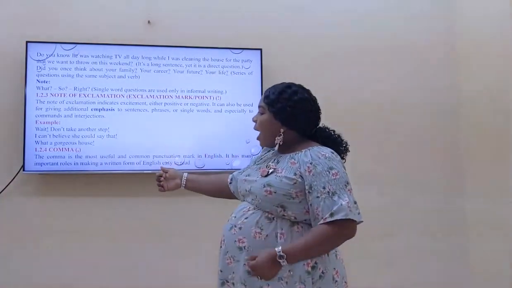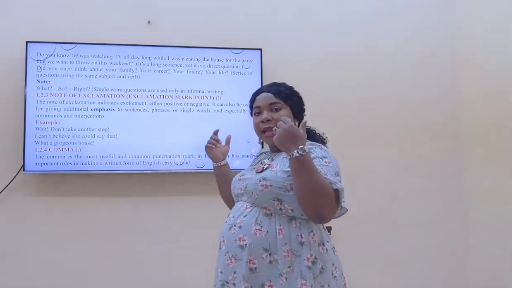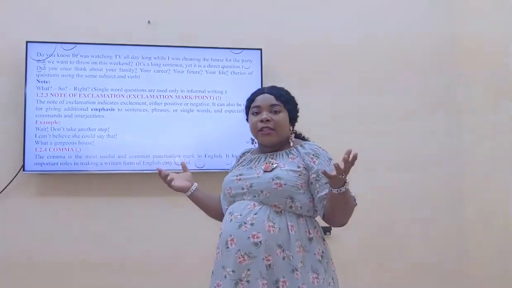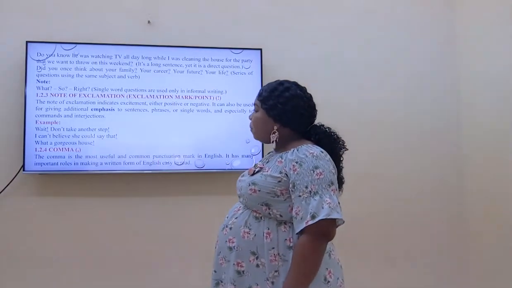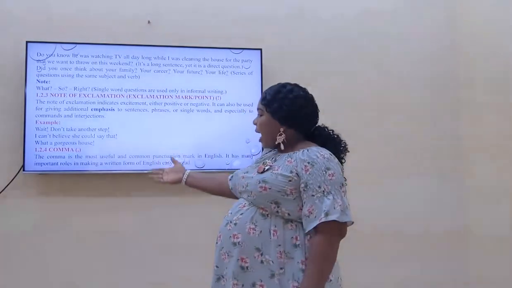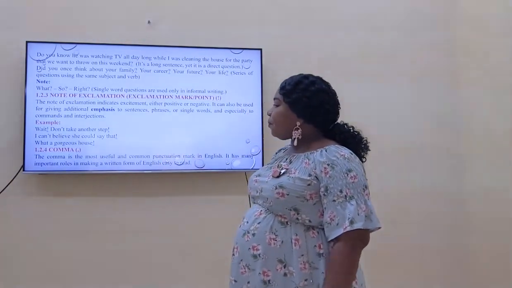Okay, the next one, I can't believe she could say that! See that? I can't believe she could say that! You didn't believe it, you didn't see it coming, and she said it, so you were shocked. And that comes with an exclamation mark. What a gorgeous house! An excitement. It has an exclamation mark. Okay, the next one is comma.